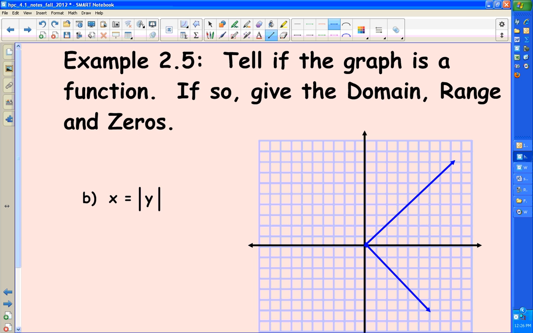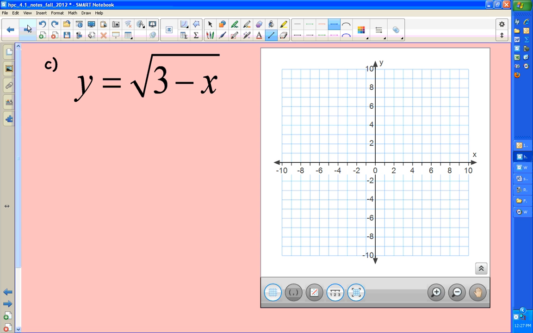It's a left-right V. So if you look at this, first off, tell if the graph's a function. No. If so, give domain and range in zeros. Well, you could still give domain and range in zeros, but it's not a function. The domain is greater than or equal to 0. From 0 to positive infinity, hug the 0. The range is all reals. The only root that you have, or 0, is 0, 0. But this is not a function.